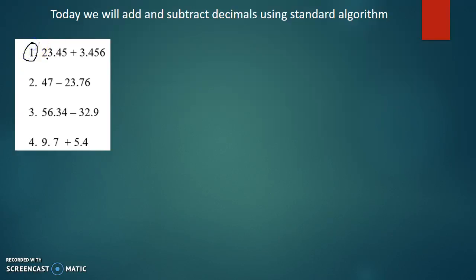Number 1 says 23 and 45 hundredths plus 3 and 456 thousandths. The first thing you always want to do is put your larger number at top. My larger number is always going to be my whole number, which are my digits to the left of the decimal point. So I'm going to put my 23 and 45 hundredths. I'm going to put my addition symbol. I'm going to line up my numbers according to my decimal points. 3 and 456 thousandths.